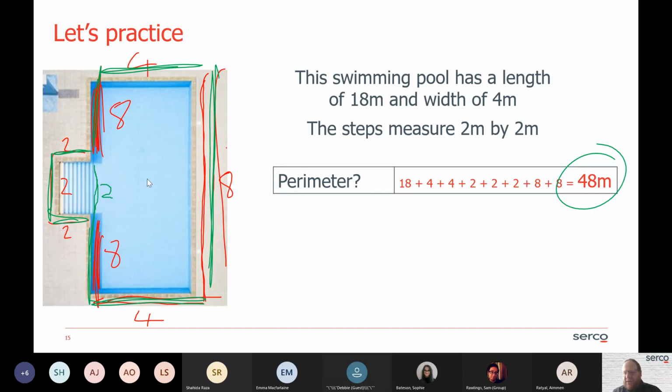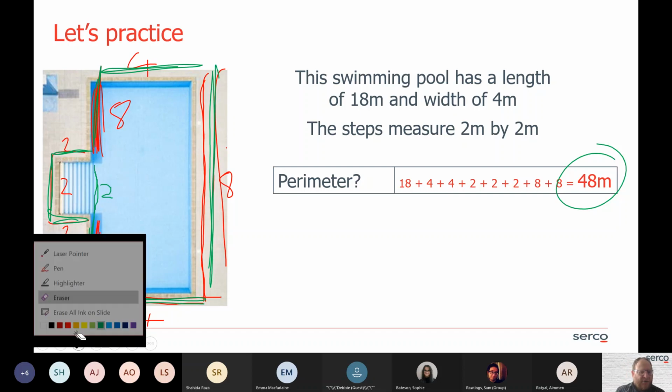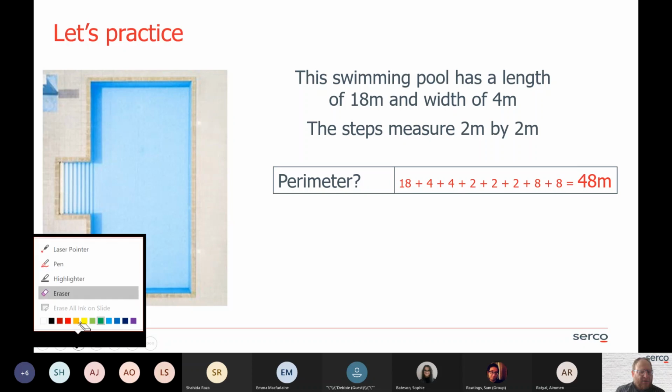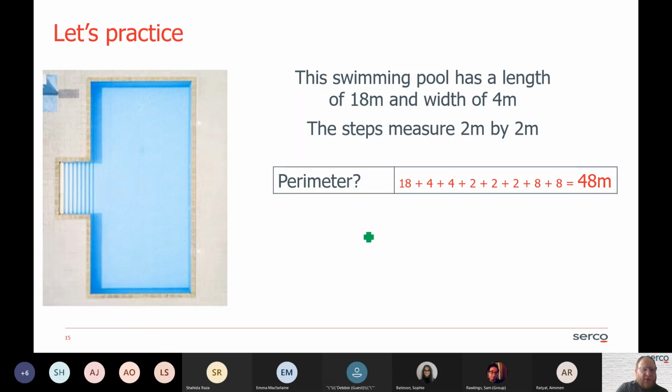Stacey asks how I worked out the 8. If I just undo all of this and show you that again. So let's take the green. We know that all the way down this side is 18. And we know that this gap here is 2, because we knew that the measurements of the steps are 2 by 2.